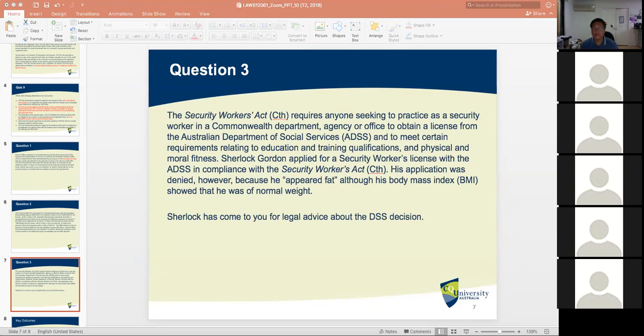Okay, what advice would you give? What do you think? Is there scope for judicial review?